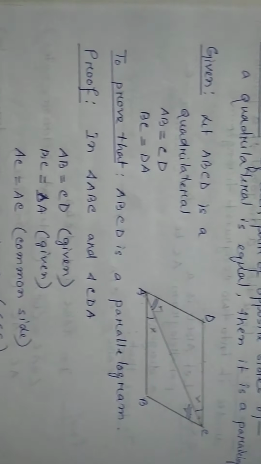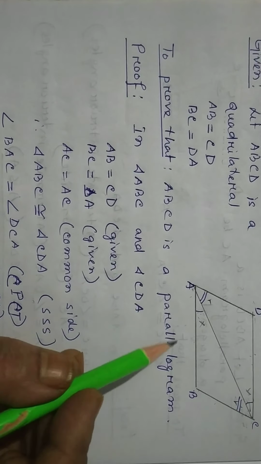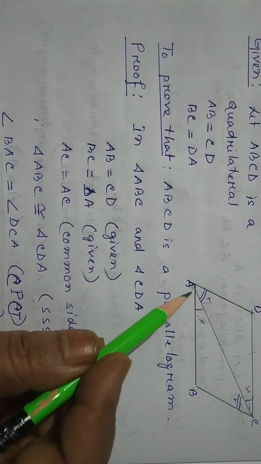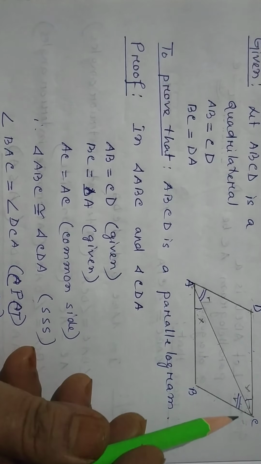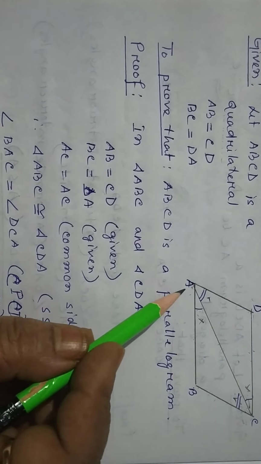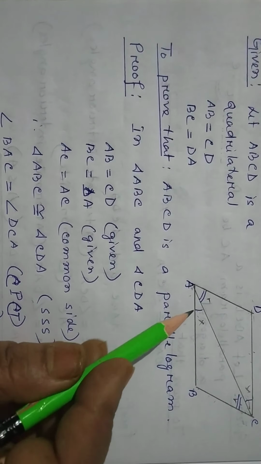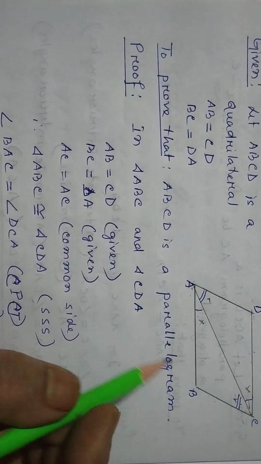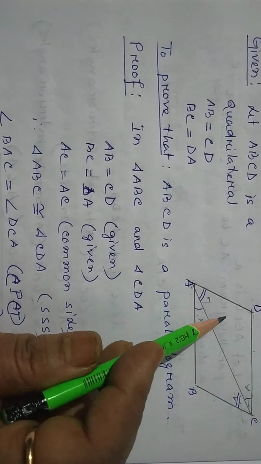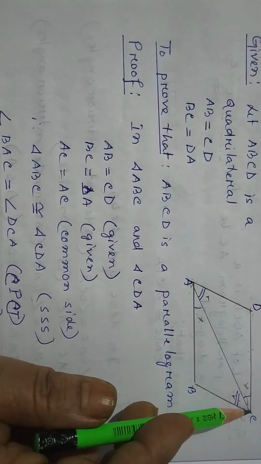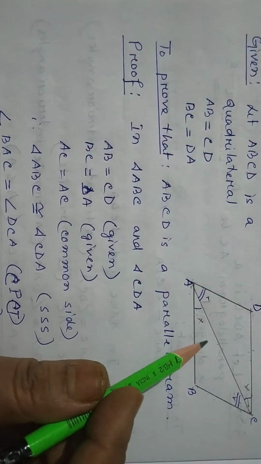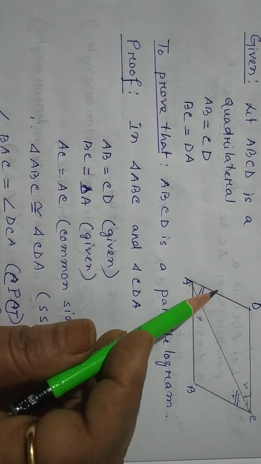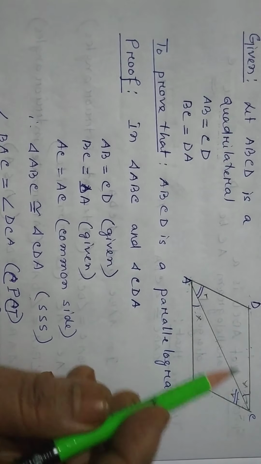Now we prove this theorem. If we join AC, then this quadrilateral divides into two triangles, ABC and CDA. Now in these two triangles ABC and CDA, AB equal to DC and BC equal to DA, and AC is the common side.